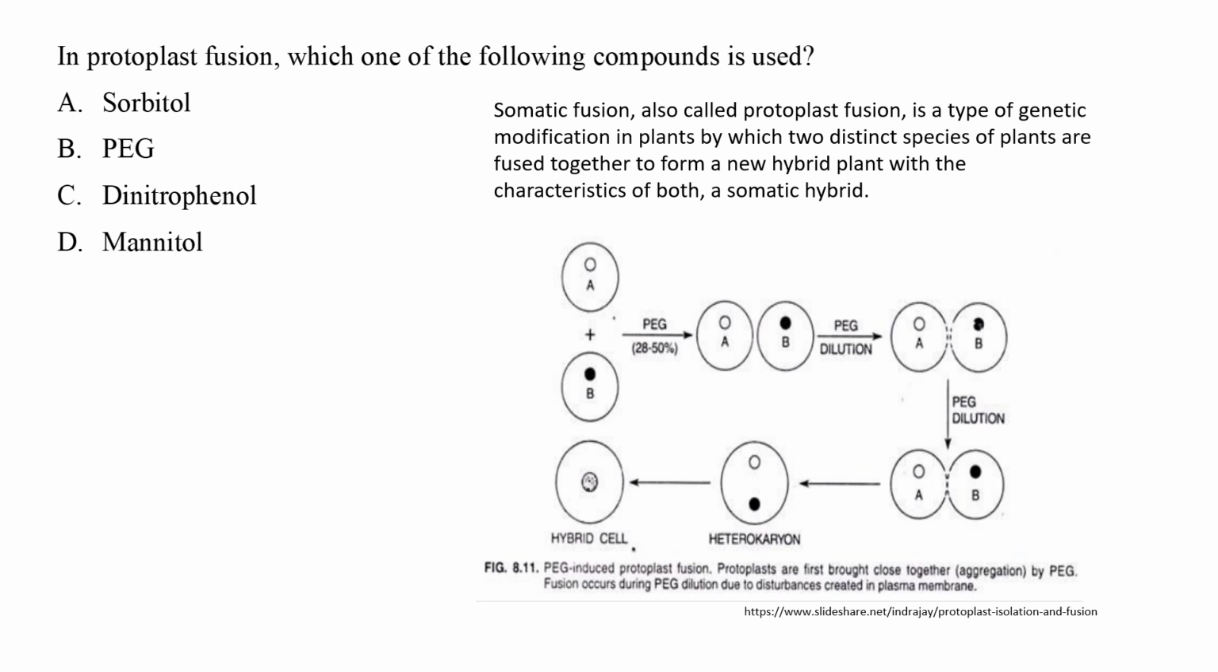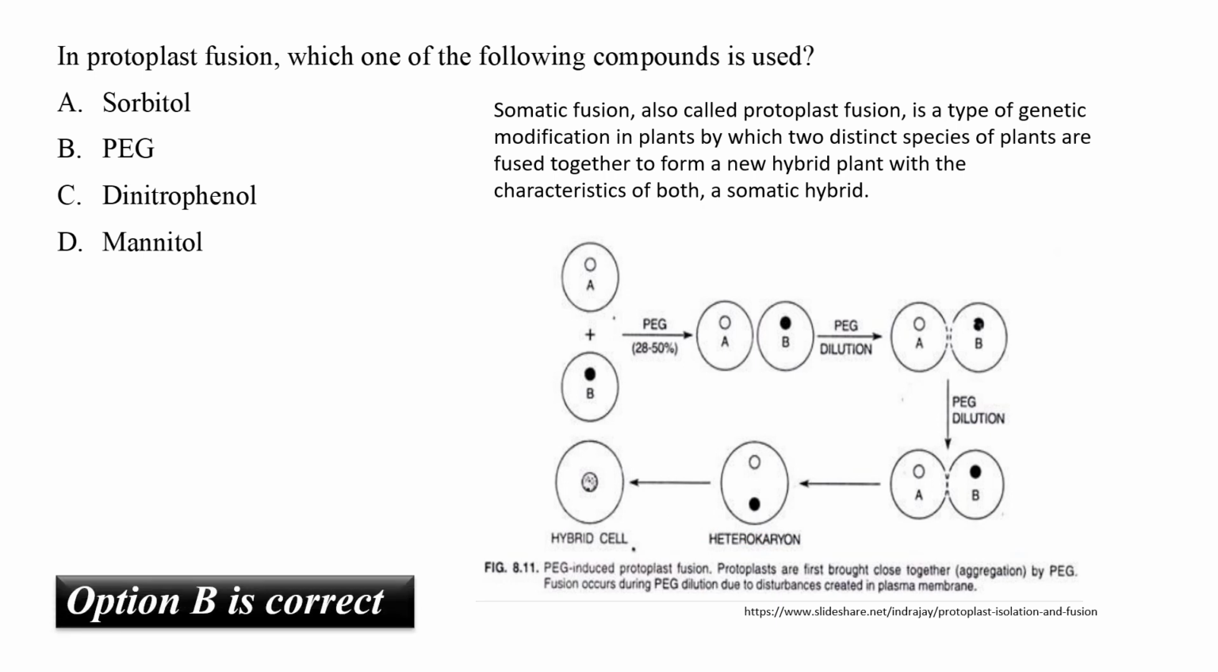PEG-induced protoplast fusion. Here the protoplasts are first brought together by aggregation by PEG. Fusion occurs during PEG dilution due to disturbances created in the plasma membrane. This forms a heterokaryon, which leads to a hybrid cell. So the correct answer is PEG, that is option B.